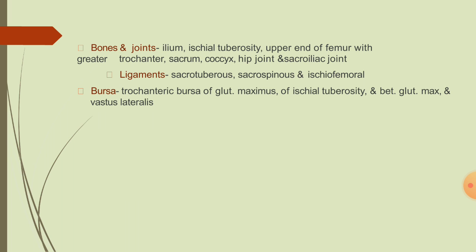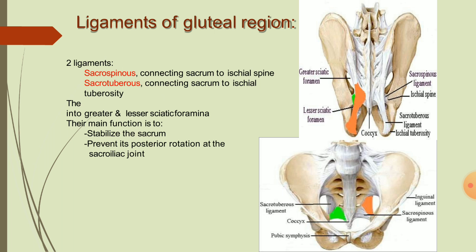Bones and joints include the ilium, ischial tuberosity, upper end of the femur and the greater trochanter along with it, sacrum, coccyx, hip joint, and the sacroiliac joint. Ligaments include sacrotuberous, sacrospinous, and ischiofemoral ligaments. The bursae are the trochanteric bursa of gluteus maximus, the bursa of the ischial tuberosity, and the one between the gluteus maximus and vastus lateralis.